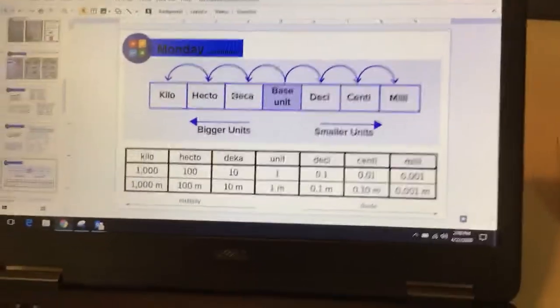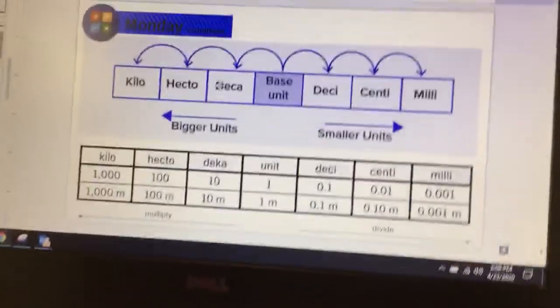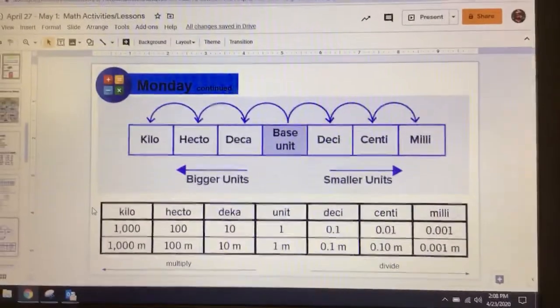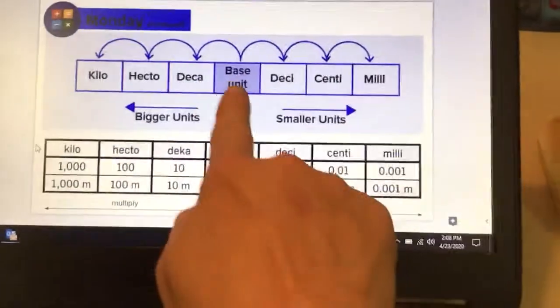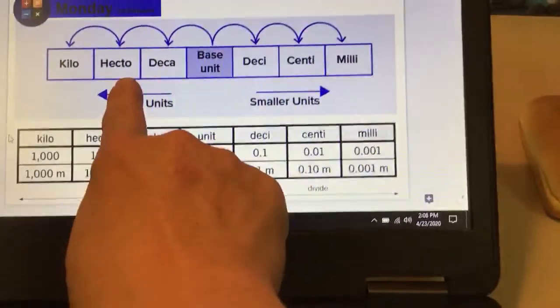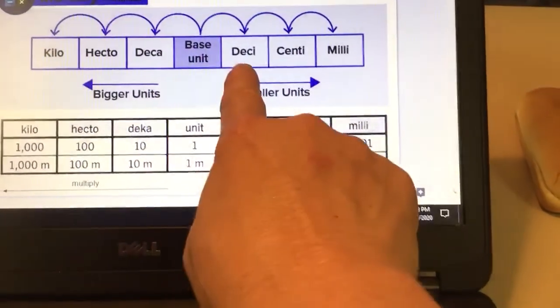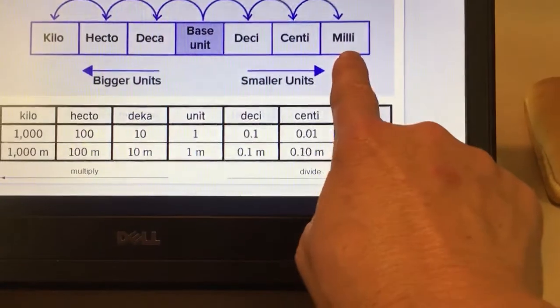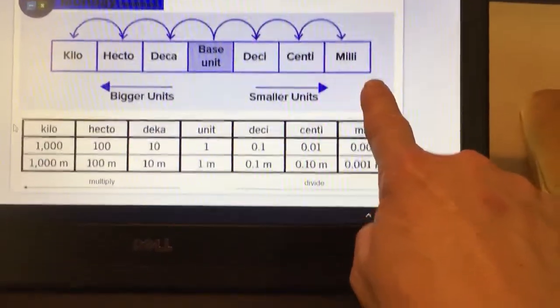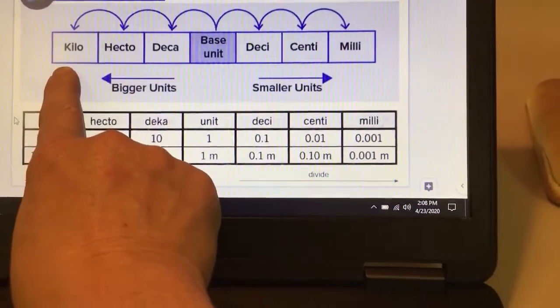So here we have kilo, hecto, deca, the base unit, and then deci, centi, and milli. Just think about this base unit as being like the meter. You have a decameter, a hectometer, and a kilometer. You have a decimeter, a centimeter, and a millimeter, all right? As you go down this way, the units are getting smaller. As you go up this way, they're getting bigger, okay?